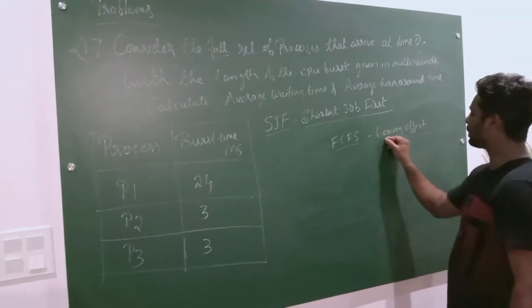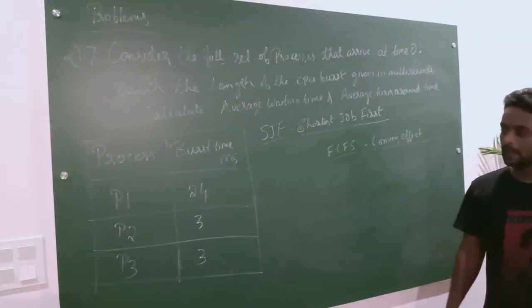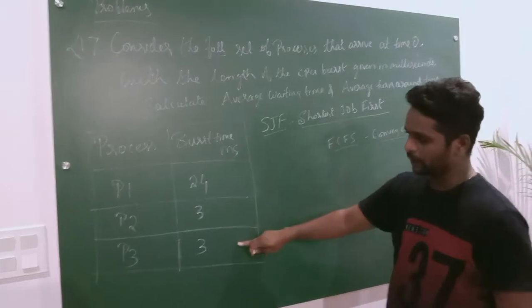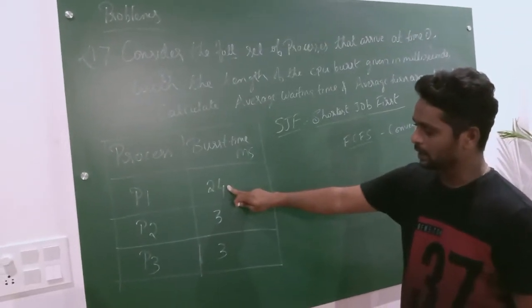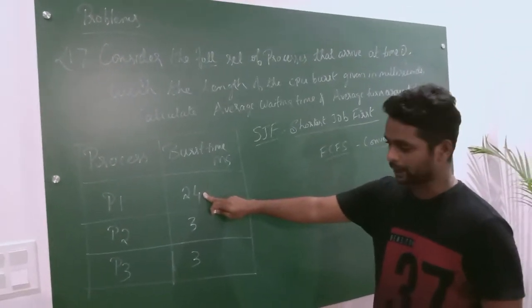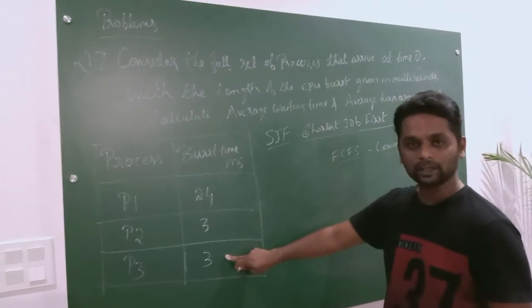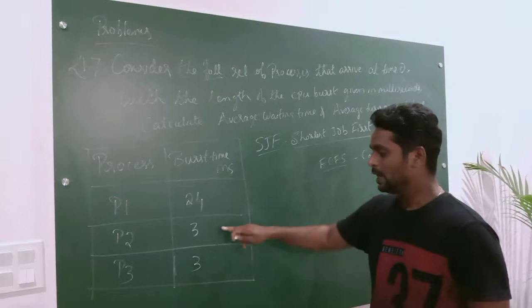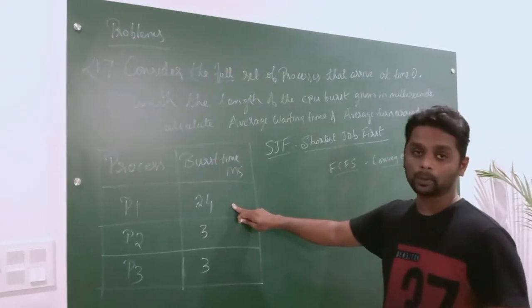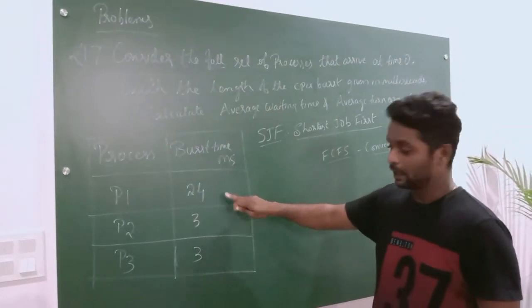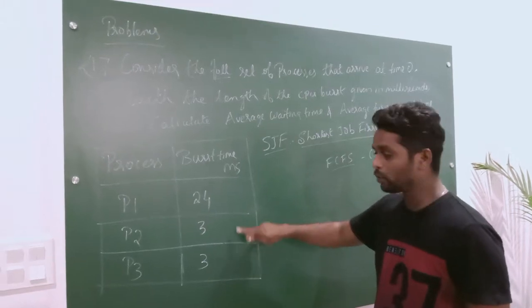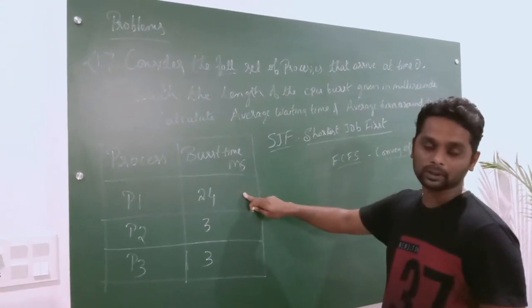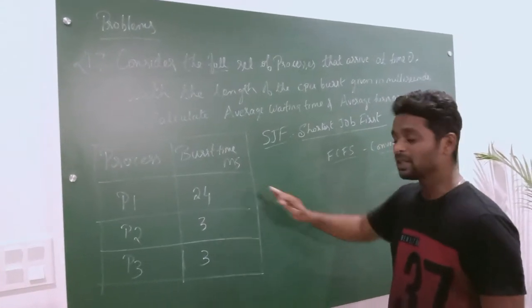So normally what happens in the convoy effect, you can just see three processes are there. Your P1 process needs how many seconds here? 24 seconds. But P2 and P3 need only what here? 3 seconds. So even though P2 and P3 need only 3 seconds, they have to wait for what? The longer process. Here the short job has to wait for the long job. So that is a disadvantage.